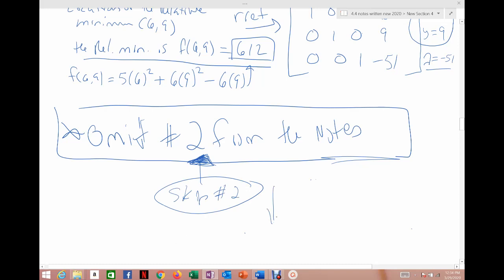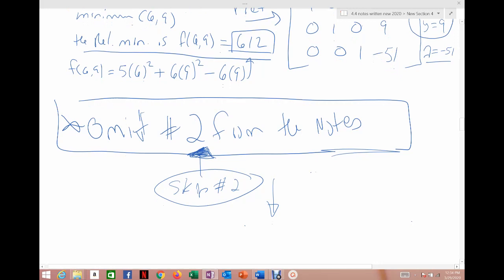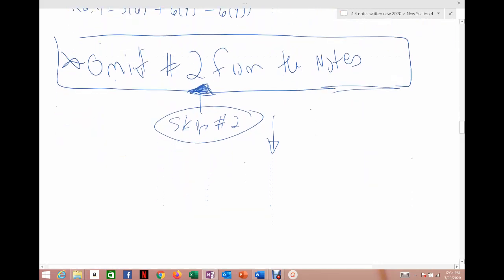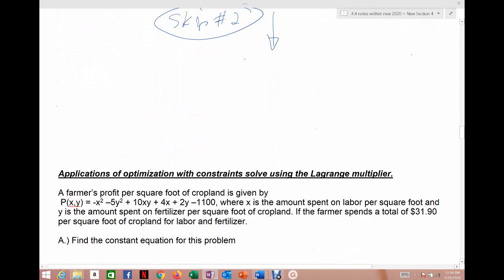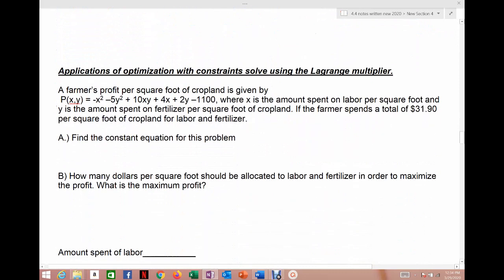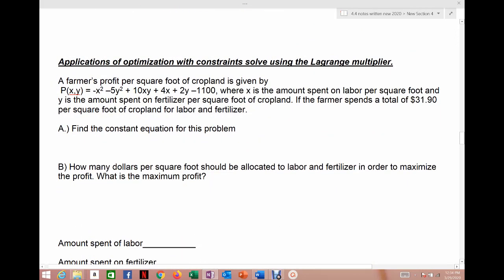We're going to head on to applications. In the applications I will do one example where we have to solve by substitution, but it's a much easier case than number 2. The algebra in number 2 is trickier, so I'm using this opportunity to skip it. In the next set of notes we're going to start applications of optimization using the Lagrange multiplier, and that is where the next video will pick up. Alright, we'll stop there.